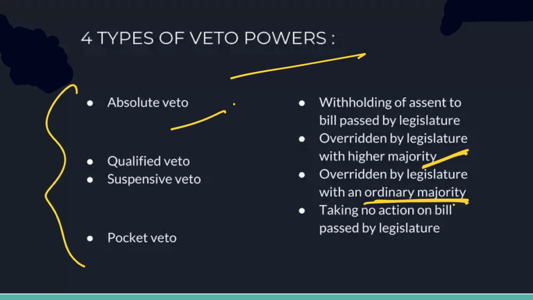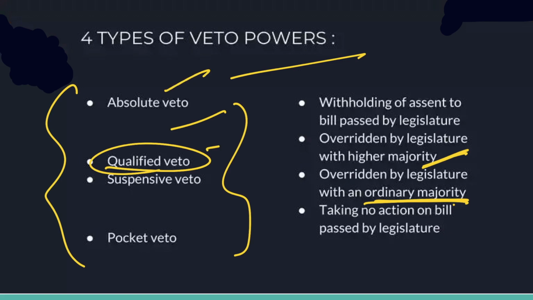Among these 4 veto powers, the Indian President does not enjoy a qualified veto power. It is possessed only by the American President. The President of India enjoys only 3 veto powers. They are absolute veto, suspensive veto and pocket veto.